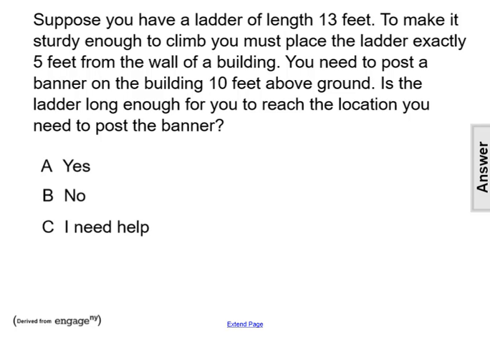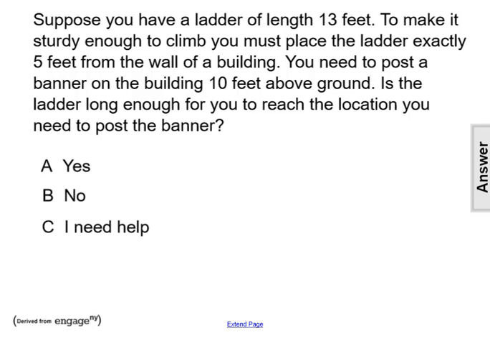Suppose you have a ladder of length 13 feet. To make it sturdy enough to climb, you must place the ladder exactly 5 feet from the wall of a building. You need to post a banner on the building 10 feet above the ground. Is the ladder long enough for you to reach the location you need to post the banner?